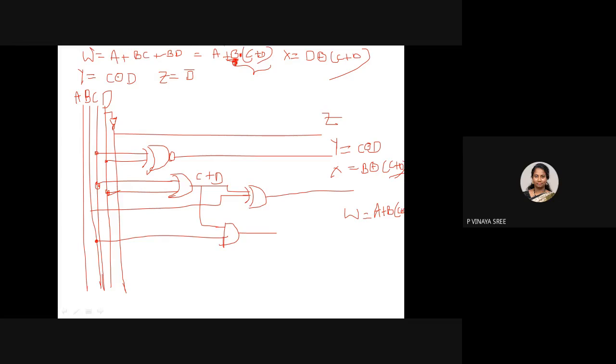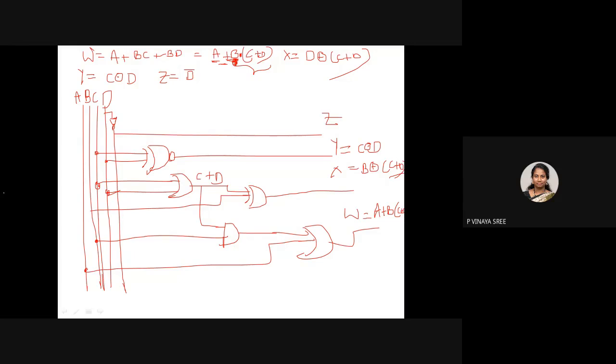And next, we need to select what? A. So where is A? This here is A. For this, what do I have to take? An OR gate. So I have to select the OR gate. So finally, this is your output. Okay. So this is the logic circuit where, given a BCD number, you are converting to XS3 code.